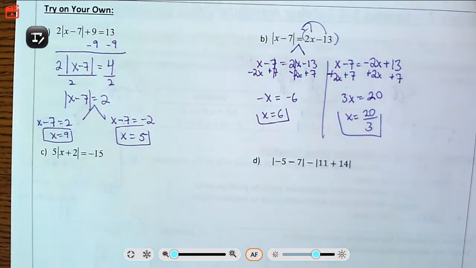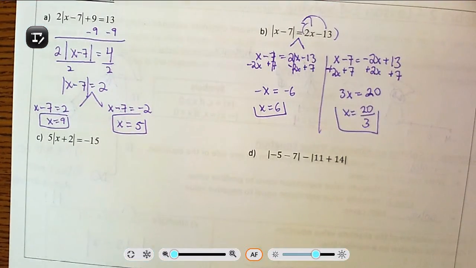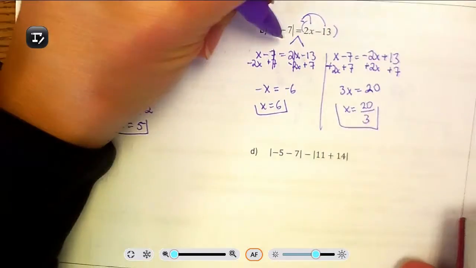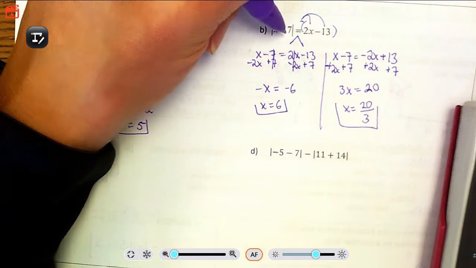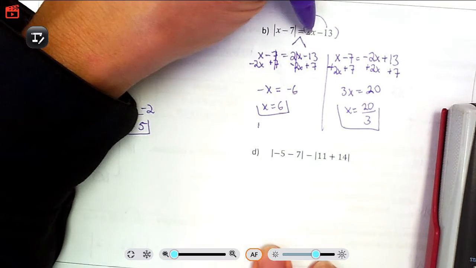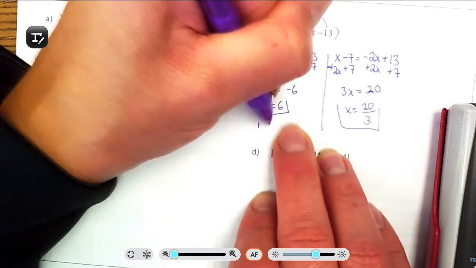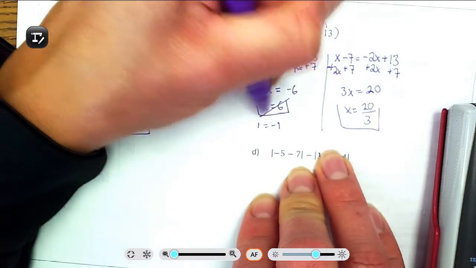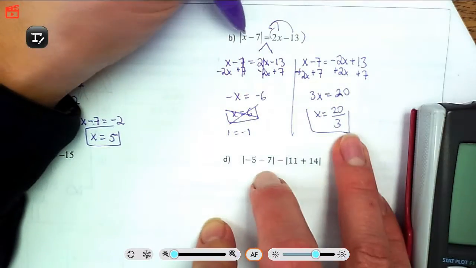See if one of these is correct. 6. 6 minus 7 is negative 1. Absolute value is 1. 6 times 2 is 12. Minus 13 is negative 1. That one doesn't work. Try 20 thirds.